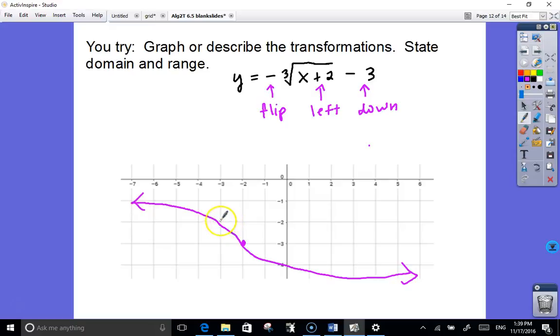Now, if I plotted points, it would be like 1 right there, 1 right there. And let's see, minus 2 plus 6 would be right there. And this would be off the chart over here, but that's pretty close to where it would look like. And domain and range again, all real numbers.